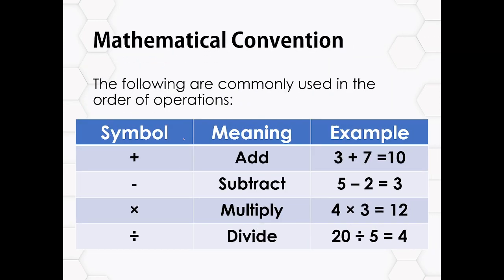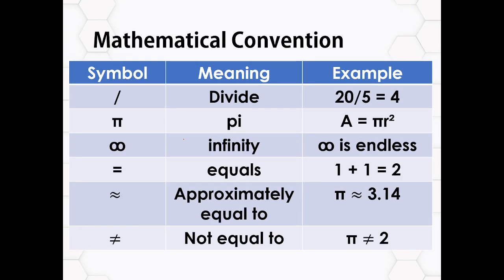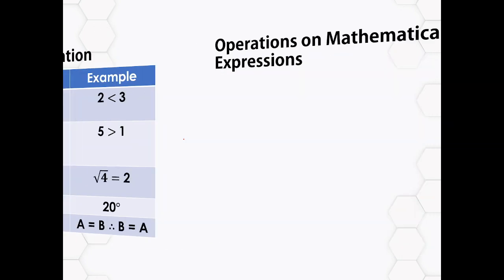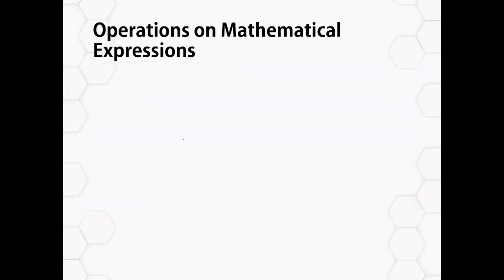Ano? So usually, ito ang mga symbols na ginagamit sa mathematical convention. Meron tayong addition, subtraction, multiplication, division, pi, infinity, equals, approximately equal to, not equal to, less than or equal, greater than or equal, square root, degrees, therefore. And ito ang mga convention na napag-usapan at napagkasunduan ng mga mathematicians na gumagamit primarily ng mathematical language. Ngayon, in that convention, meron pa tayong dagdag. Yung operation naman. Kung paano masosolve, kung paano magagalaw, or paano mai-interpret ang mga mathematical sentences.